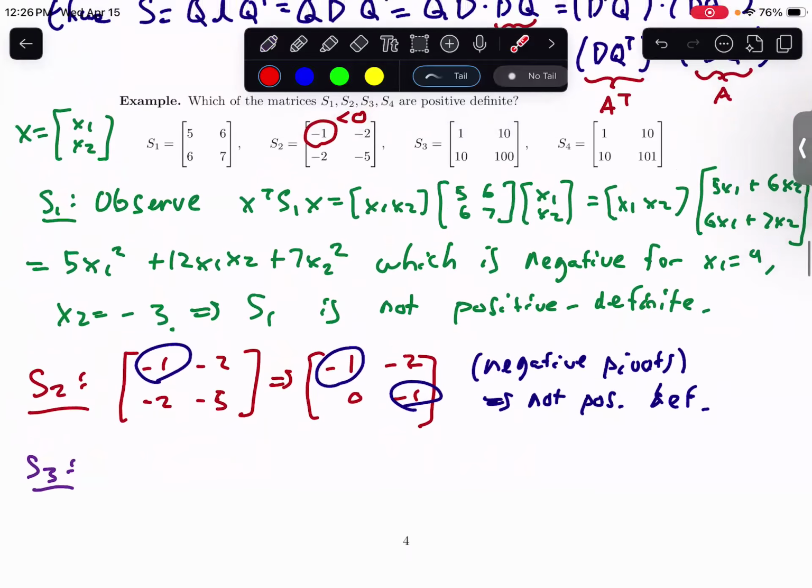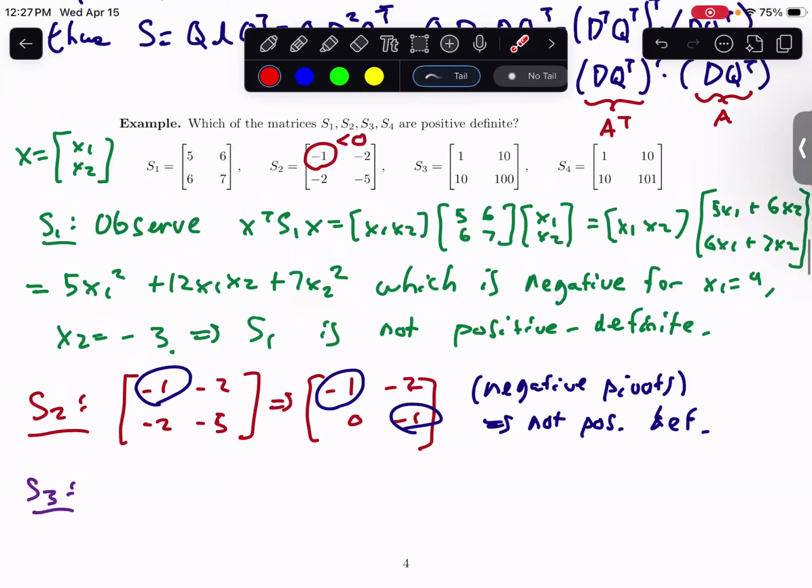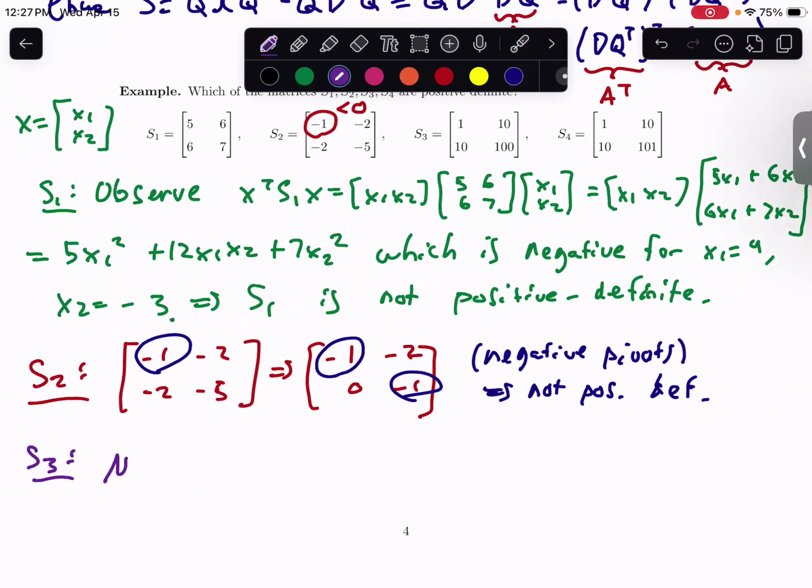S3. Any ideas about S3 as to whether or not it's going to be positive definite or not? Yeah, go ahead. Yeah, so that's one way of saying it. This is not an invertible matrix, right? In order to have a positive definite matrix, it has to be invertible. So you end up getting a 0 eigenvalue is another way of saying it. But with S3, you can just note that it's not invertible.